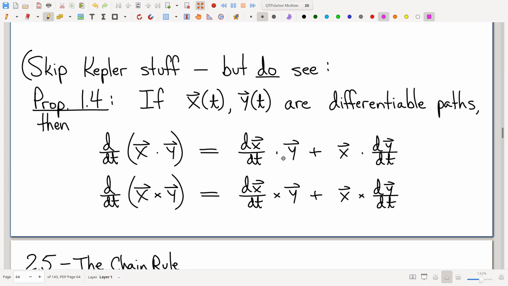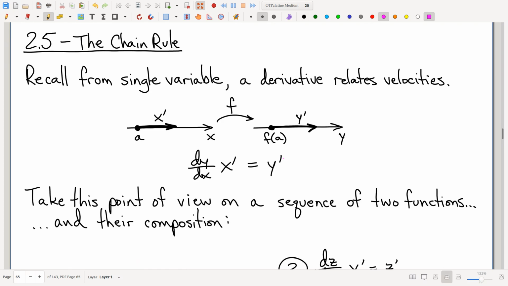All right, so moving along, chain rule. Y'all remember the single variable chain rule? I'm going to give you a different point of view on the single variable chain rule. I'm going to give you a specific, tailored point of view on the single variable chain rule.